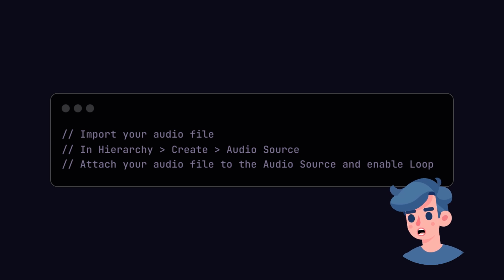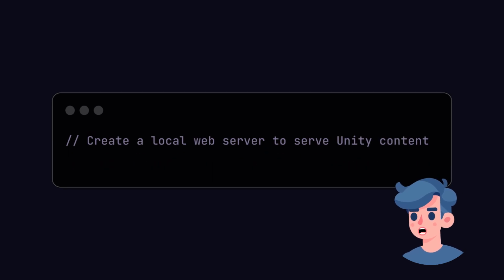To make our relaxation experience more balanced, let's add some ambient sounds. You can do this by importing audio files into Unity and using the audio source component. Make sure to set the audio to loop. To integrate your Unity project with your Java application, you can use a web view. Here is where things get interesting.